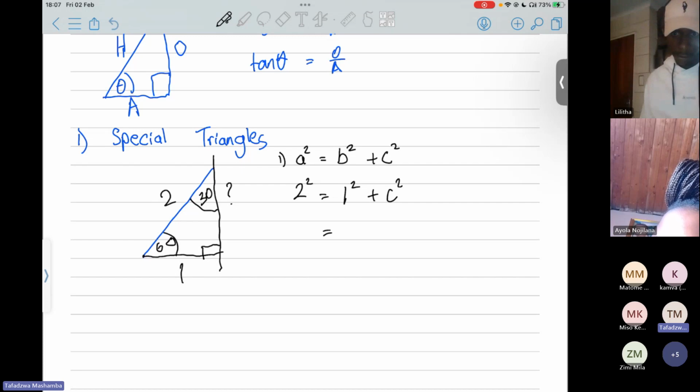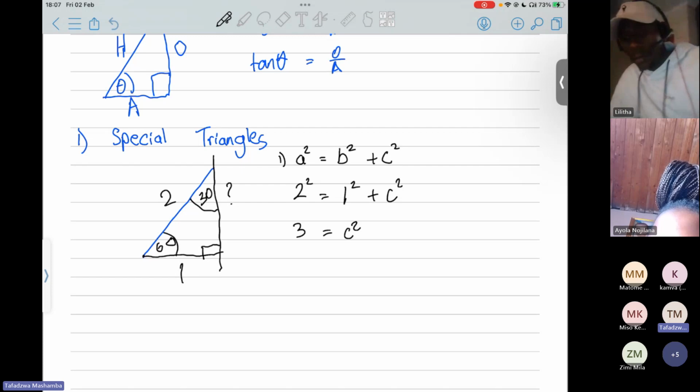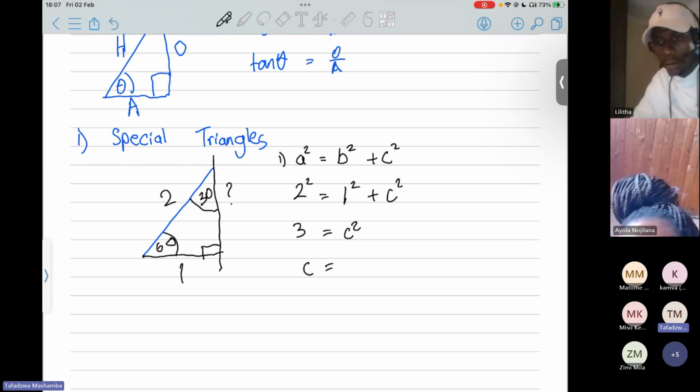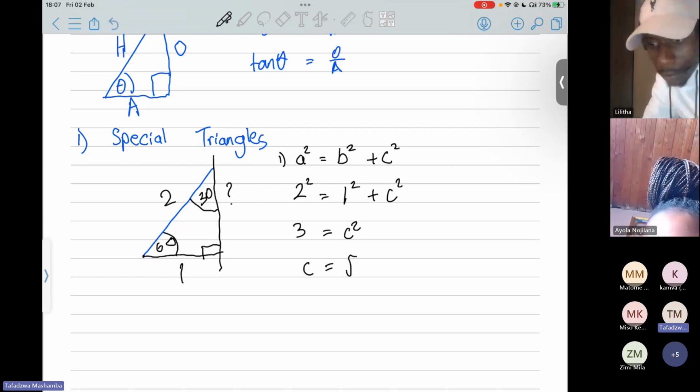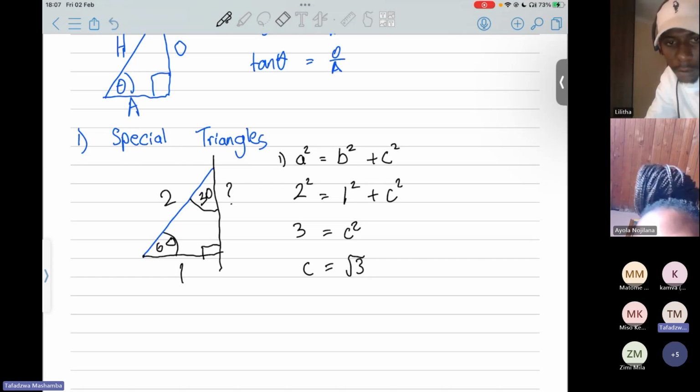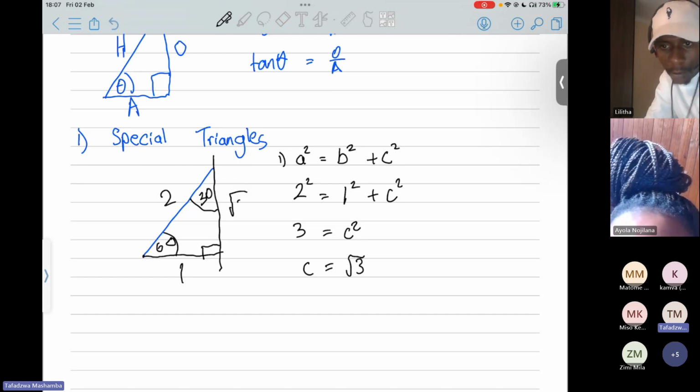And then we find that if we take the 1 to the other side, 2 squared is 4, 4 minus 1 is 3. So we find that C squared is equal to 3, therefore, from here, we can identify C as being square root of 3. So that completes our triangle, and the first special triangle that we're able to identify is the 2, 1, square root of 3.